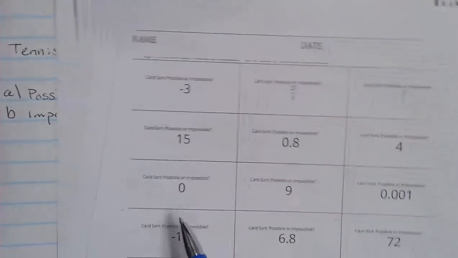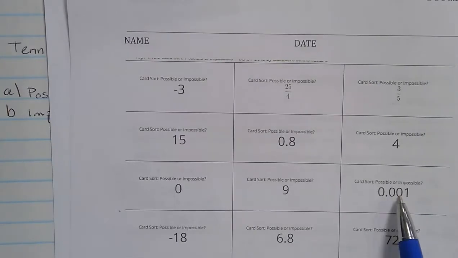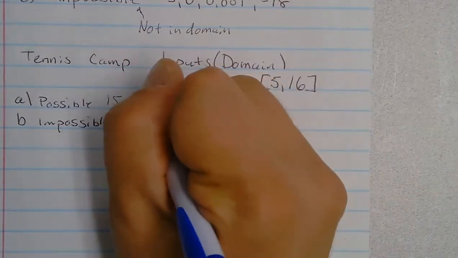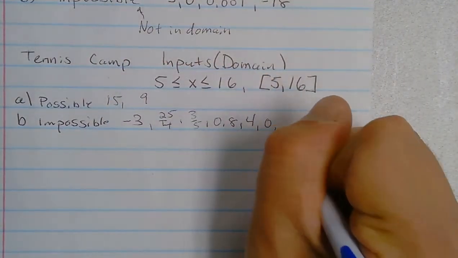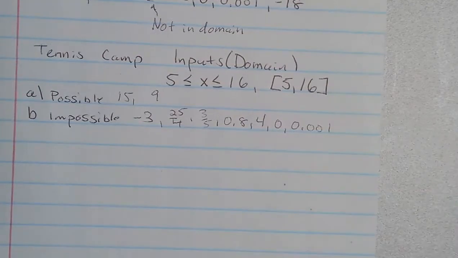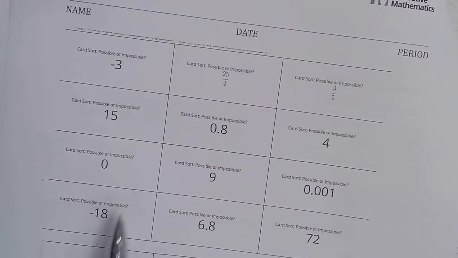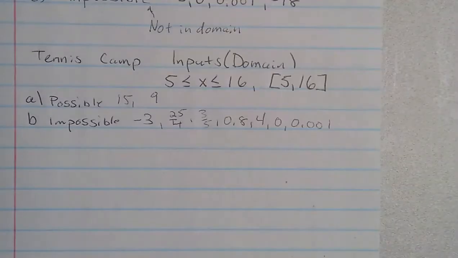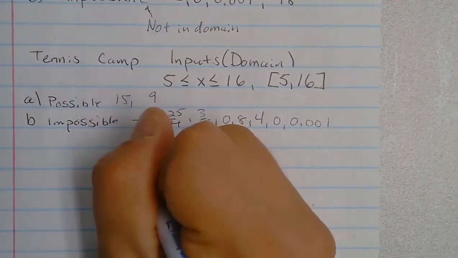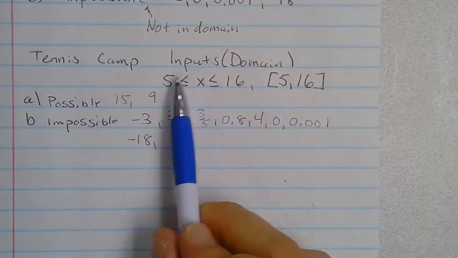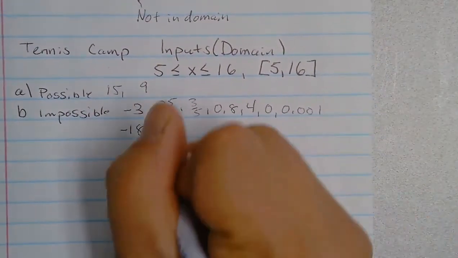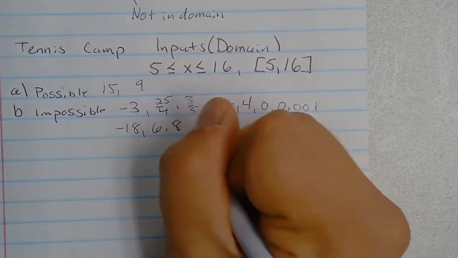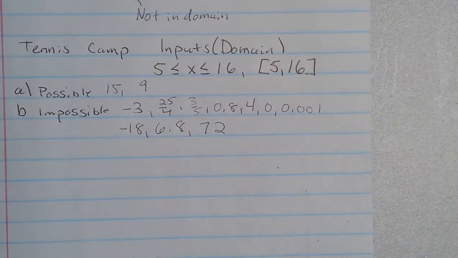0 doesn't work. 9 does. And 0.001 also doesn't work. So I'm going to put 9 for possible, 0 for impossible, 0.001 for impossible. Negative 18 doesn't work, 6.8 doesn't work, and 72 does not work. So I'm going to put negative 18, not between 5 and 16. 6.8 does not work because you can't have 6.8 people. And 72 is greater than 16.